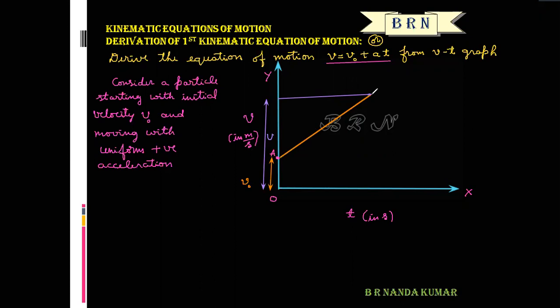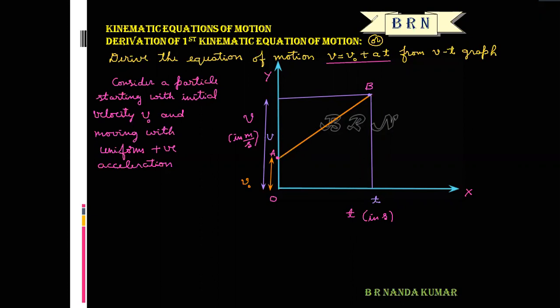Let us consider this point as P. The point A corresponding time is the initial time. So what is the initial time here? Initial time is equal to 0. And the point B corresponding time, that is actually the final time. Consider that one as T seconds. So the point A corresponding time is 0. The point B corresponding time is T.